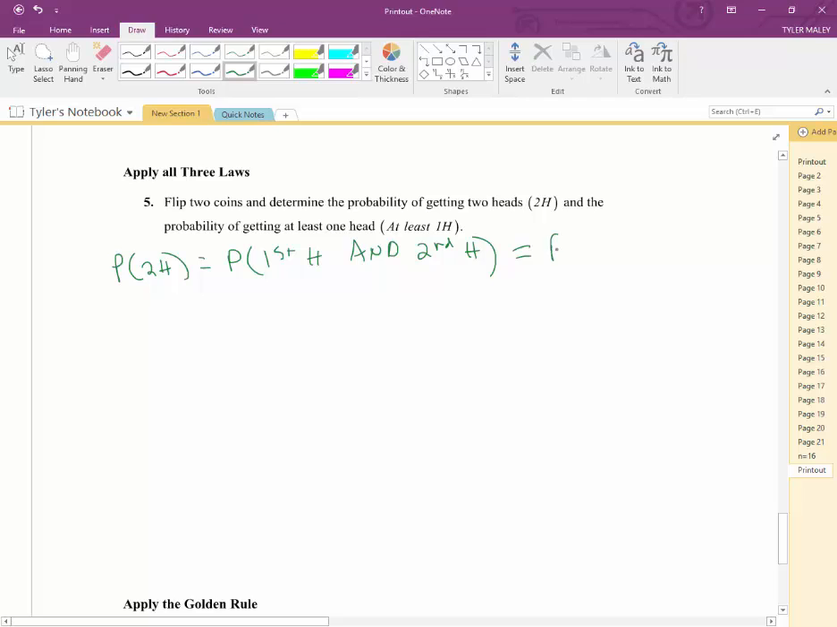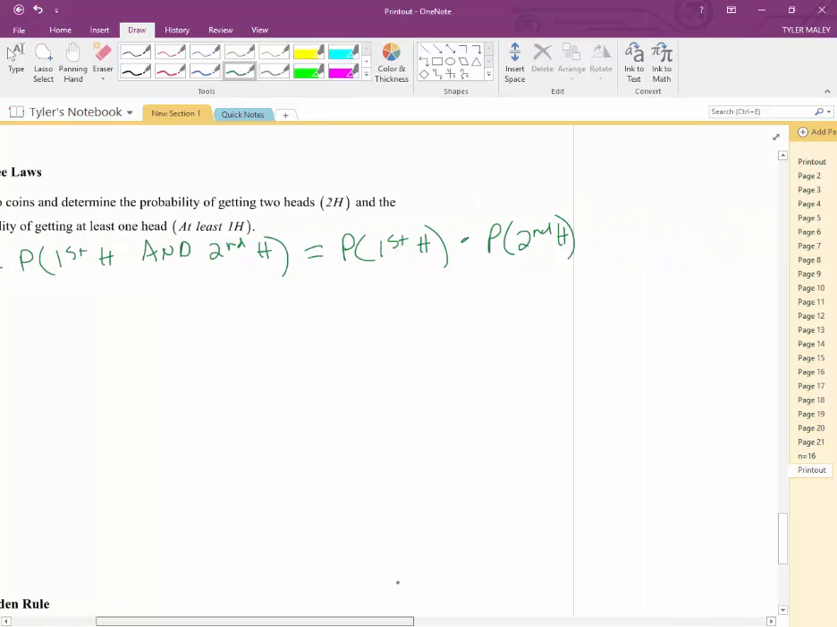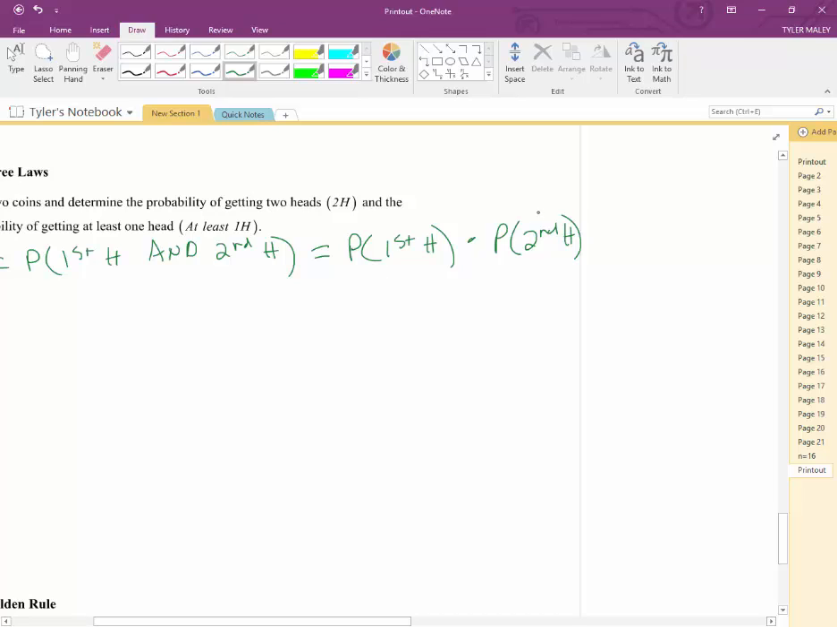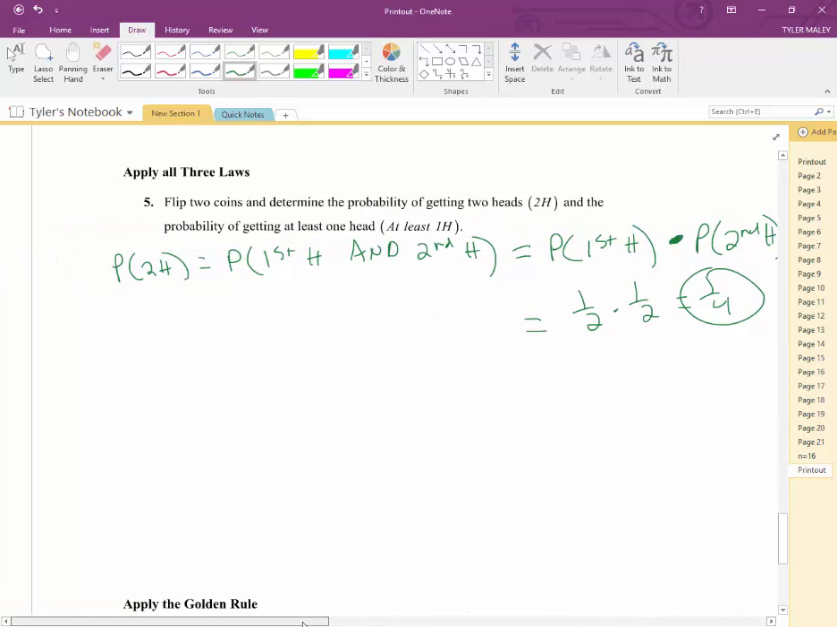So this would be equal to the probability of event A happening, first head, times the probability that the second is a head, right? And again, these are independent events, so we can write it in this way, right? So the probability that the first is a head is 1/2. The probability the second is a head is 1/2. So this is 1/4, right? So the probability of getting 2 heads is 1/4.